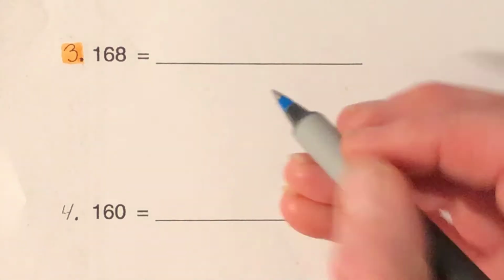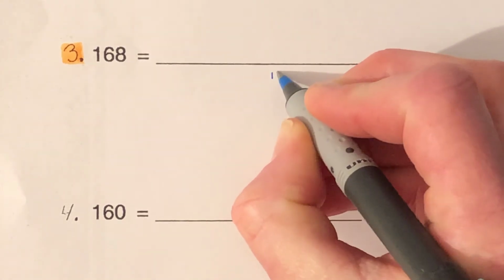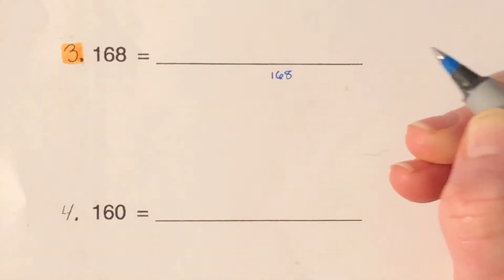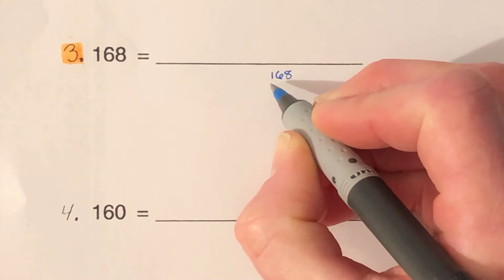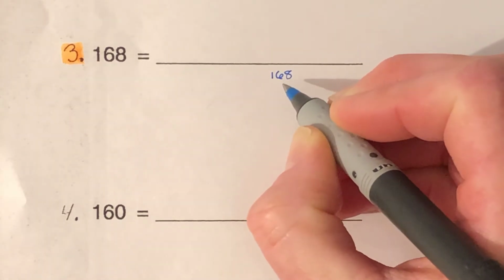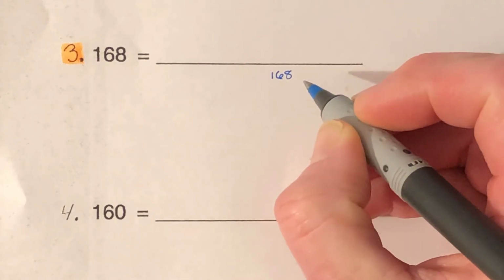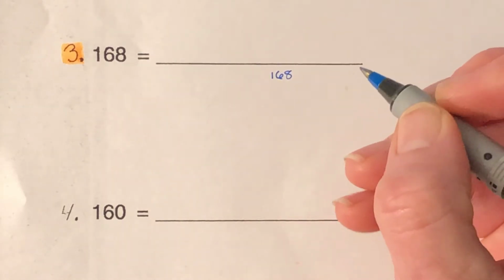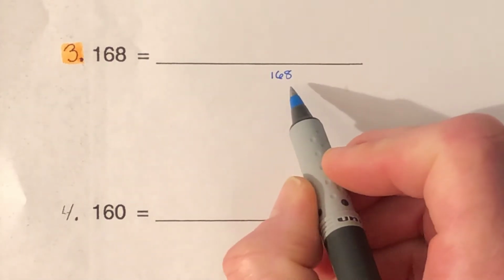168. Let's see, 8 plus 1 is 9. 9 plus 6 is 15. 15, so it's divisible by 3. So I could reduce it by 3. It's also an even number.